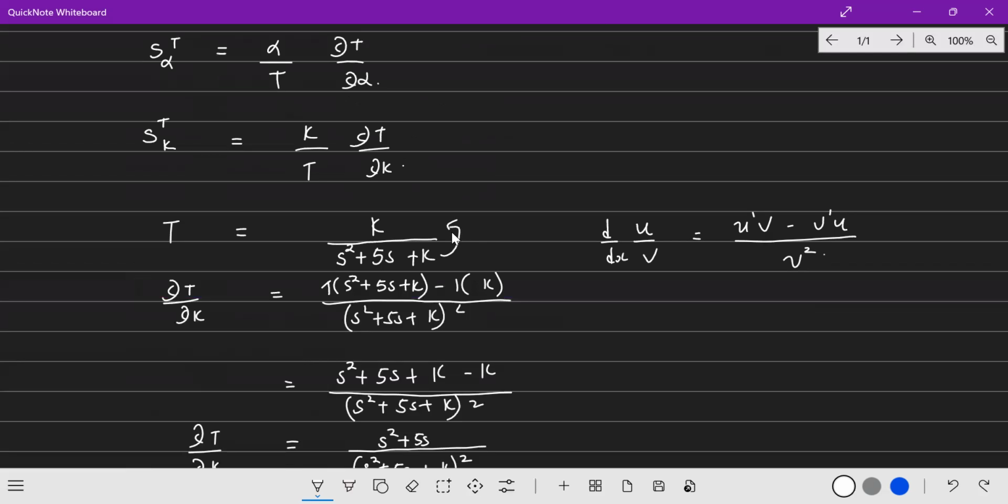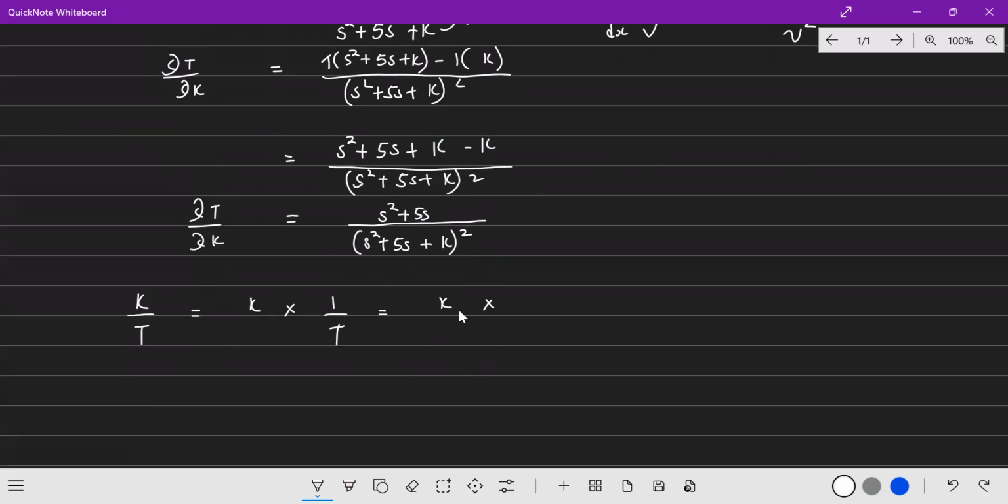Yeah, the denominator goes there, numerator goes there, right? So you're going to have s squared plus 5s plus k, divided by k, right? So k and k cancel out. So k over t just becomes what? s squared plus 5s plus k. Okay, so that's what you have, guys.